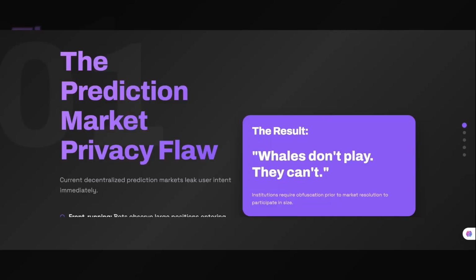Welcome to ShadowMarket. Prediction markets are powerful, but today's decentralized platforms suffer from a critical flaw. They leak user intent immediately. Every time a position is opened, the entire world can see it on-chain in real time. This leads to pervasive front-running. Bots manipulate the odds before large transactions execute. Retail participants simply herd behind the smart money.